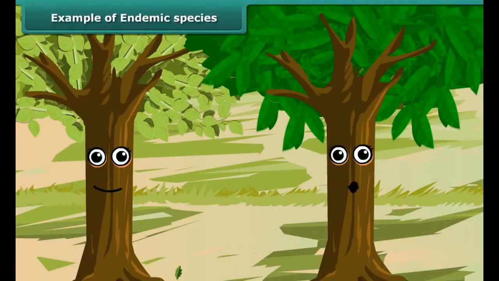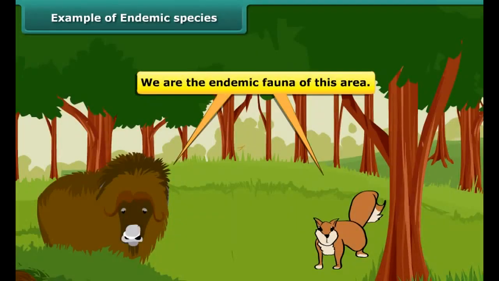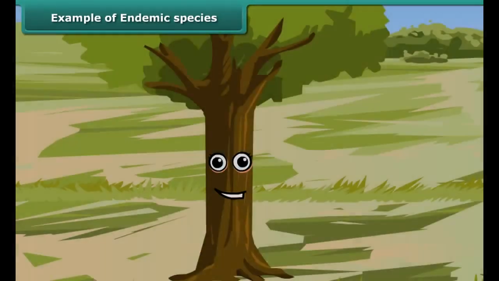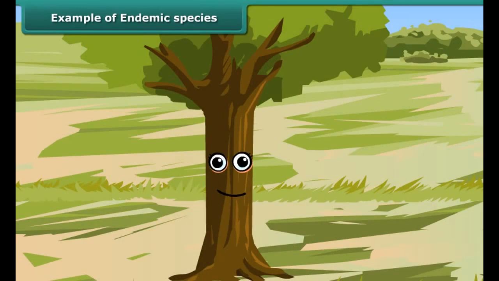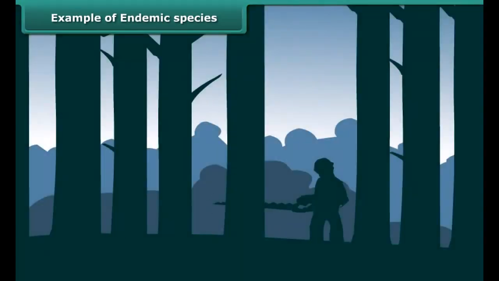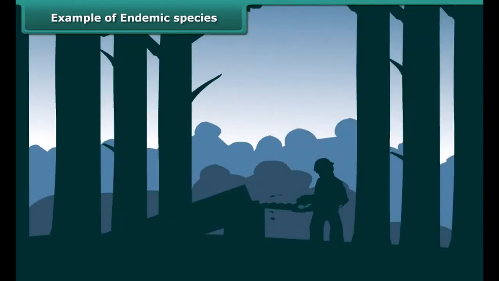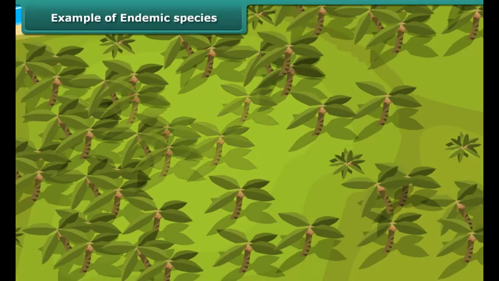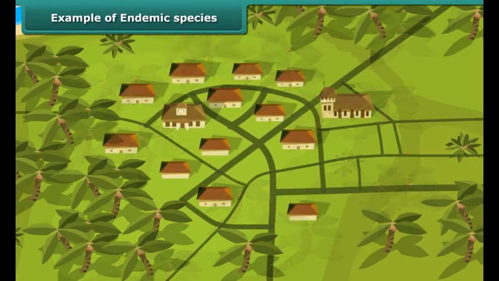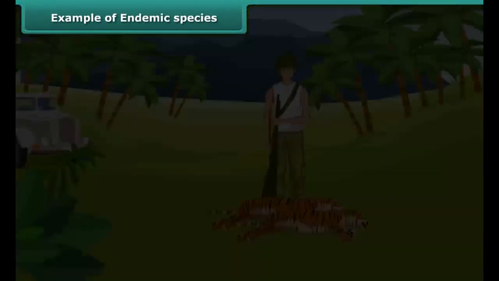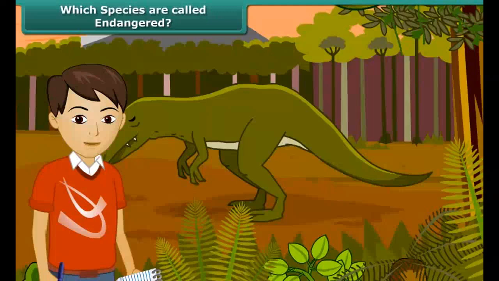We are the two endemic flora of the Panchmarhi Biosphere Reserve. We are the endemic fauna of this area. What factors lead to make them an endemic species? Well, humans are the main reason. The destruction of their habitat, increasing human population, and introduction of new species may affect the natural habitat of endemic species and endanger their existence.